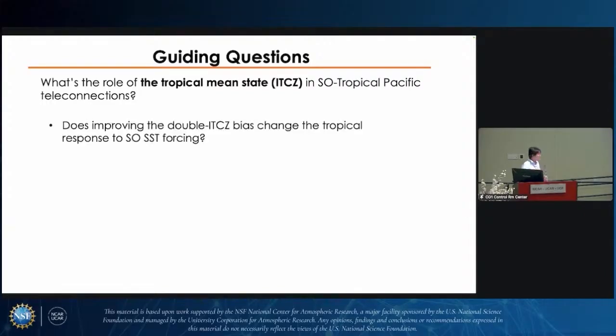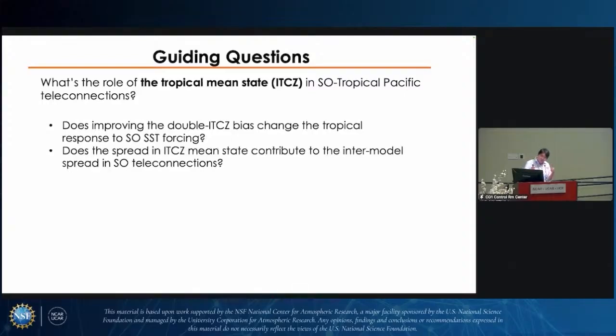Specifically, we asked if in one single model, if we were to correct the double ITCZ bias, can we see changes in the simulated tropical response to Southern Ocean cooling? And if so, does it hold for multiple models, eventually explaining the intermodel spread? And if yes and yes, we find a robust ITCZ modulation of this teleconnection, and we ask, does it come about through changing cloud feedback or through other processes?